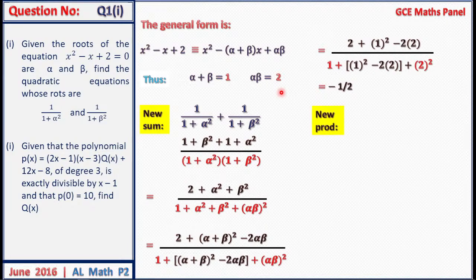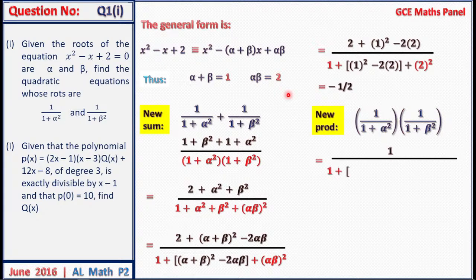The next thing we need is the new product. A new product is by multiplying what has been given to us: 1 over 1 plus alpha squared times 1 over 1 plus beta squared. And this will give us, the numerator remains 1. The denominator now becomes 1 plus (alpha plus beta) squared minus 2 alpha beta plus (alpha beta) squared, which is identical to this same denominator that we have up here. And so we can put in the values and simplify. That will give us a half.